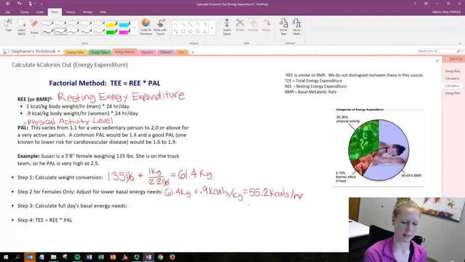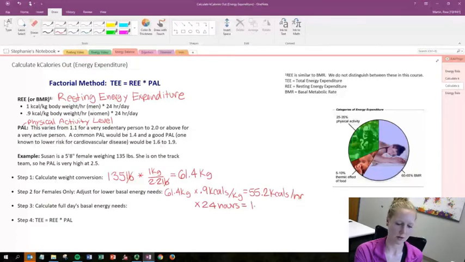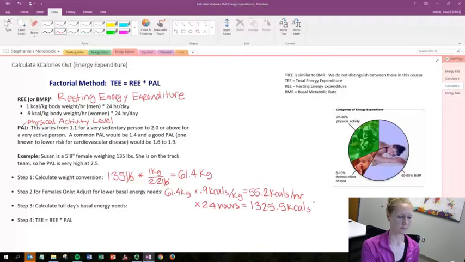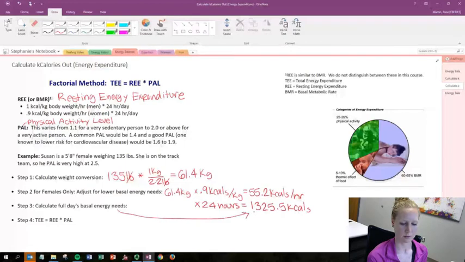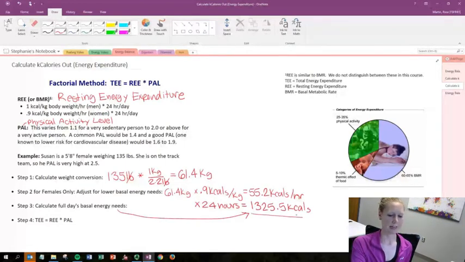So we'll multiply that by 24 hours. I'm just going to put it back down here. And that is going to give us a total of 1,325.5 kcals. So that is her basal energy needs. So the last step then is going to be taking that number and timesing it by her physical activity level.